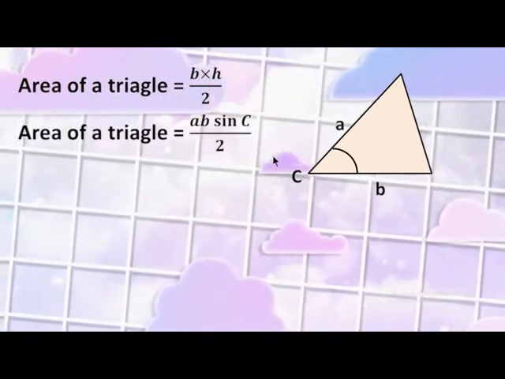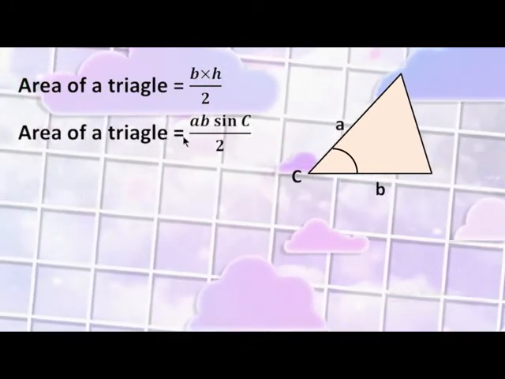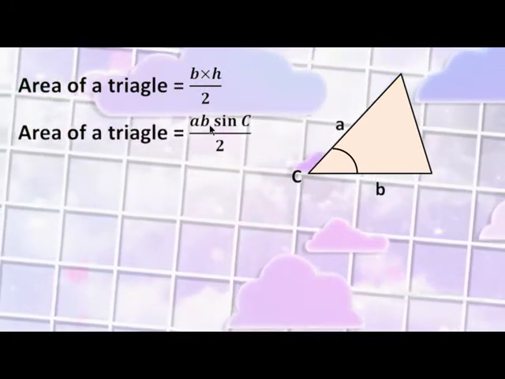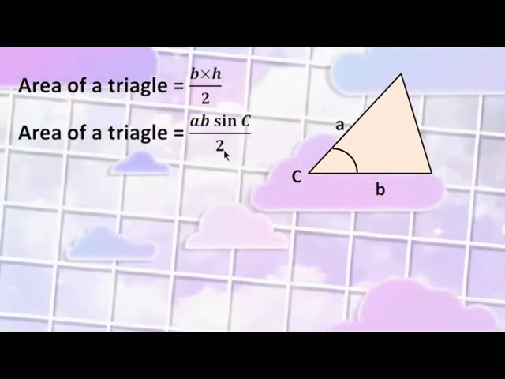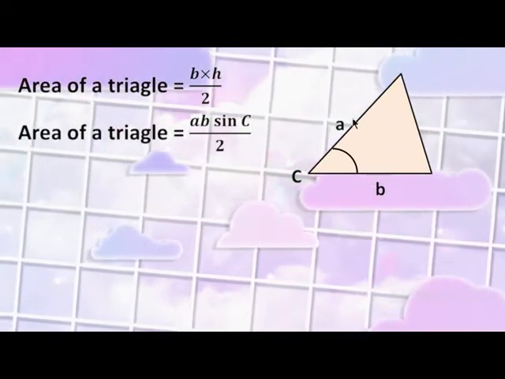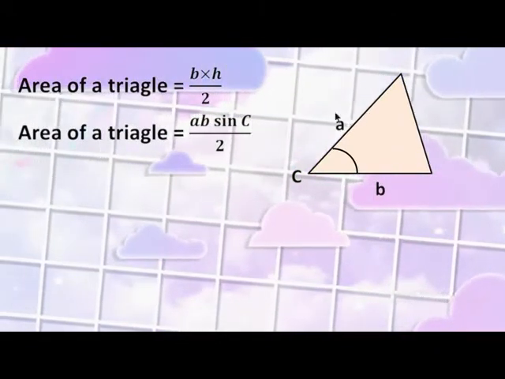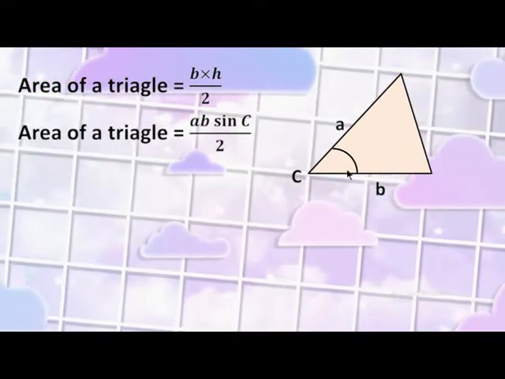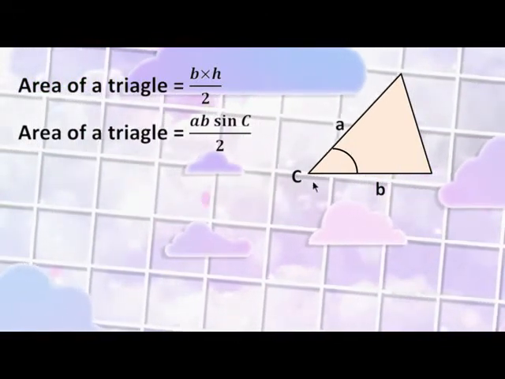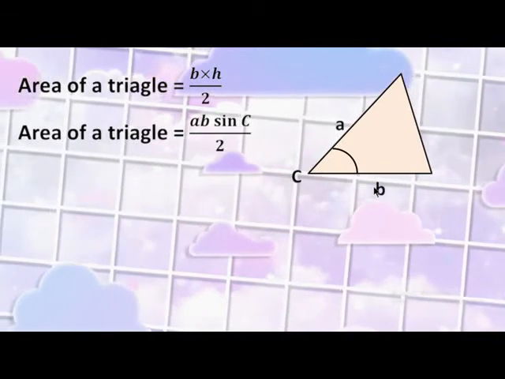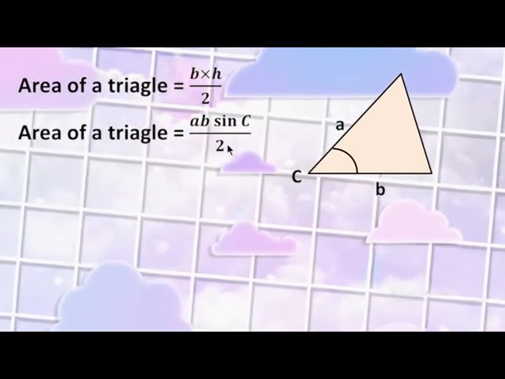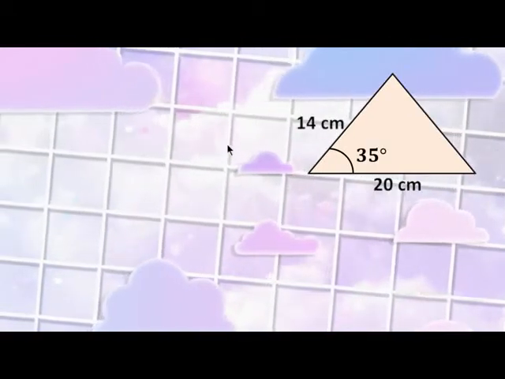With this formula, the area of the triangle equals A times B times sine C per 2. We simply multiply the two known sides with the sine of the angle between those sides and then divide it by 2. Let's jump to the example.